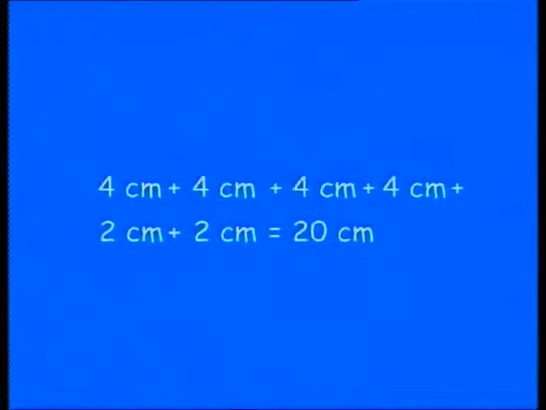Look at this diagram. Can you measure its perimeter? Look at its sides. 1, 2, 3, 4, 5, and 6. There are 6 sides. The perimeter for this diagram is 4 centimeters plus 4 centimeters plus 4 centimeters plus 4 centimeters plus 2 centimeters plus 2 centimeters equals 20 centimeters.